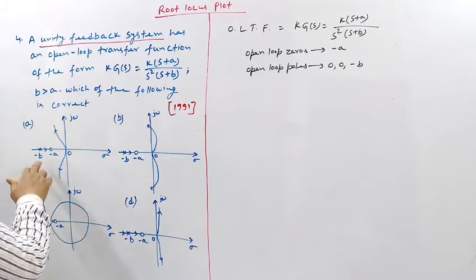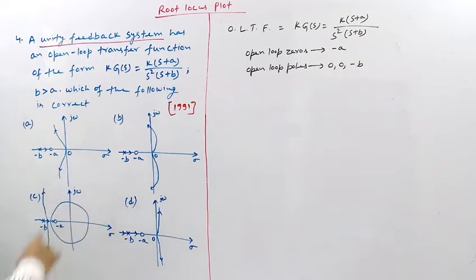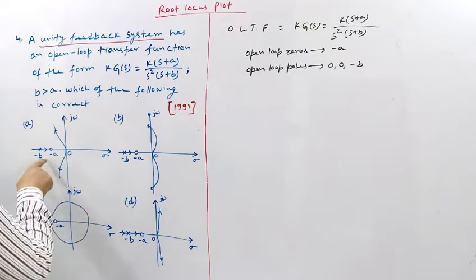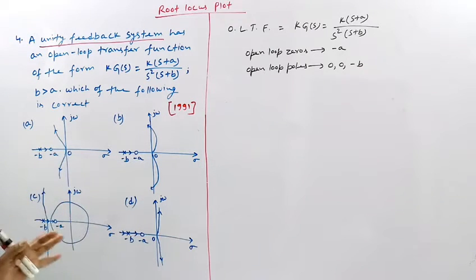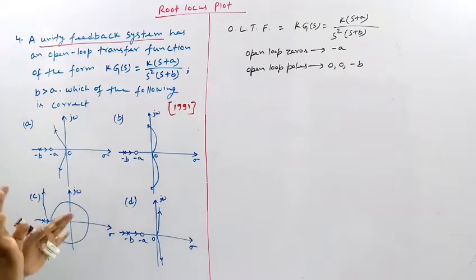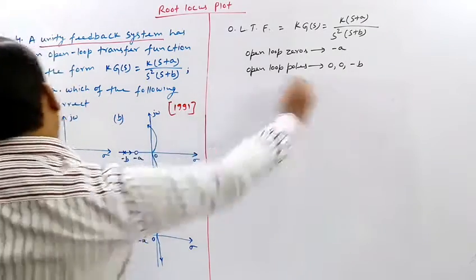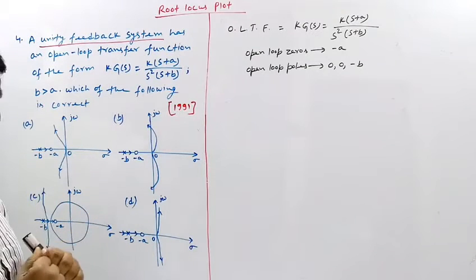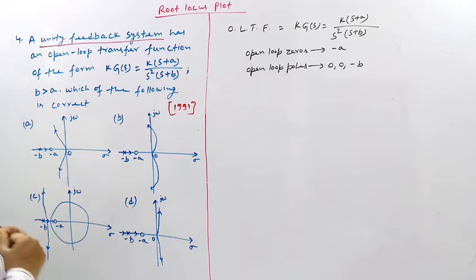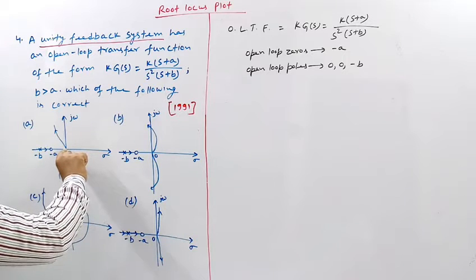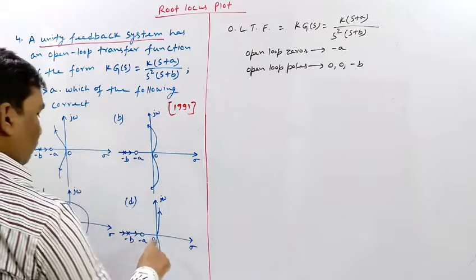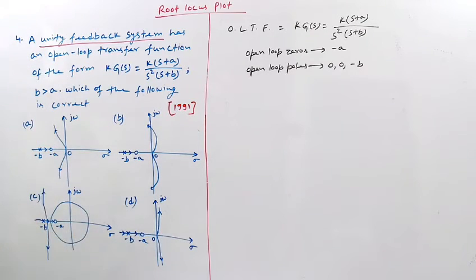So in all of these 4, the poles are at minus b and zeros are at minus a. So in all 4 alternatives this is given. 2 poles are at 0, so that means 2 branches must start from s equal to 0. So here 2 branches are starting from s equal to 0. Okay, this is okay. This is also okay. This is also okay. But here, what about this?